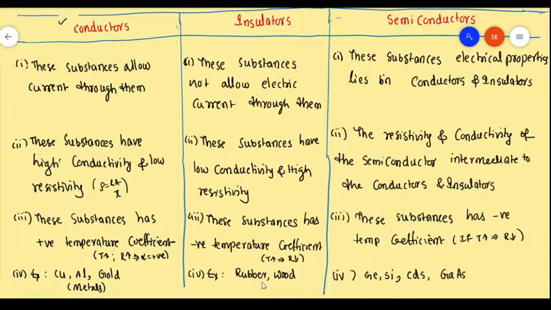They will not allow the current. In rubber also electrons are there, but free electrons are not there. That's why it is an insulator, and does not allow the current. Right? And germanium, silicon, cadmium sulfide, gallium arsenide, these are examples for the semiconductors. Semiconductor means sometimes they will allow the current, sometimes not. Sometimes it acts as an insulator, sometimes as a conductor. This is about semiconductors. Right?